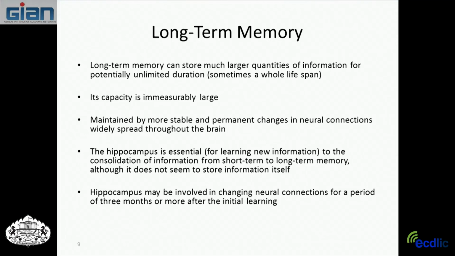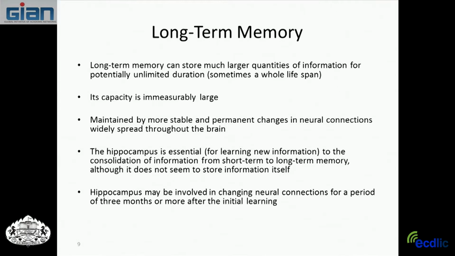So we don't know a whole lot about how long-term memory is encoded, but we do know that the hippocampus is essential for learning new information and in the consolidation of information from short-term to long-term memory. Although it's thought that the hippocampus itself does not seem to be a storage center for memory information.